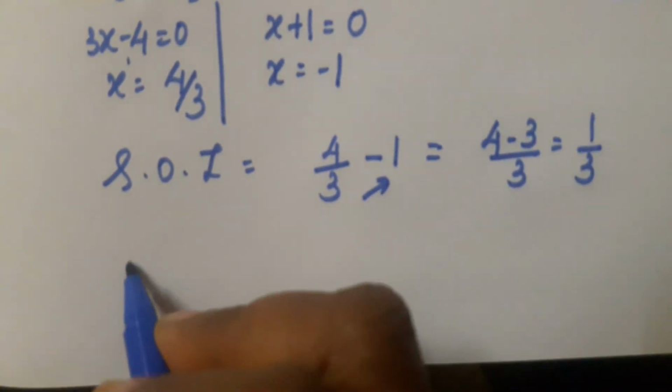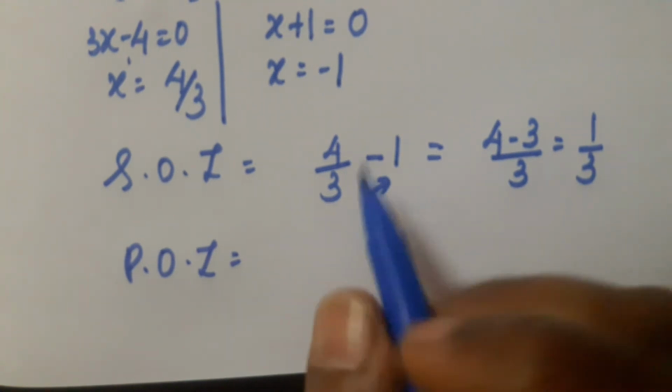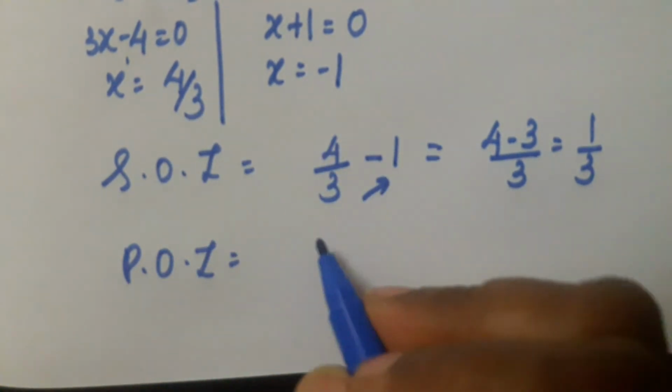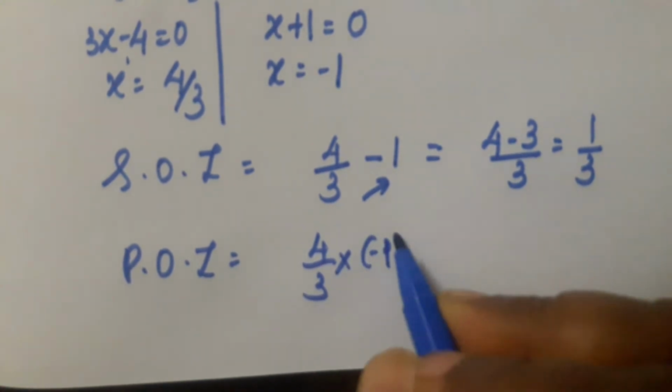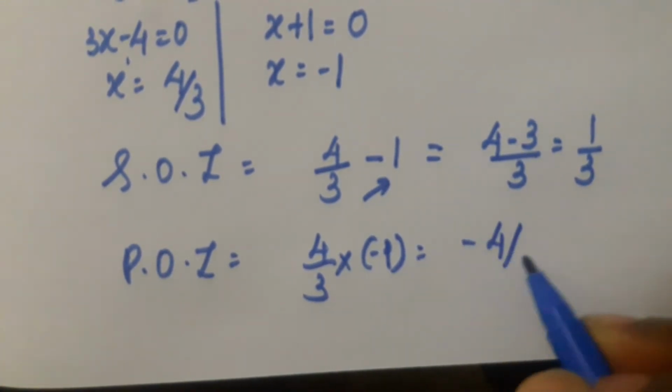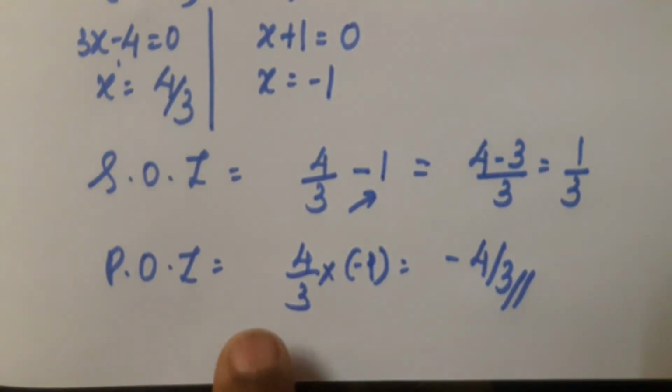Now we will do product of zeros. Product of zeros is equal to, we are going to multiply 4 by 3 and minus 1. So 4 by 3 into minus 1. So we will get minus 4 by 3. Similarly, you can try using that alternate method using the formula.